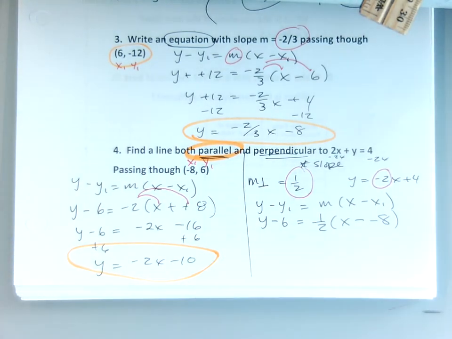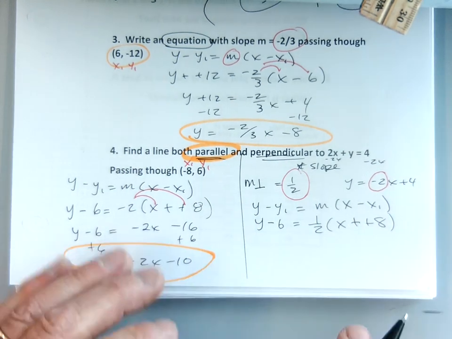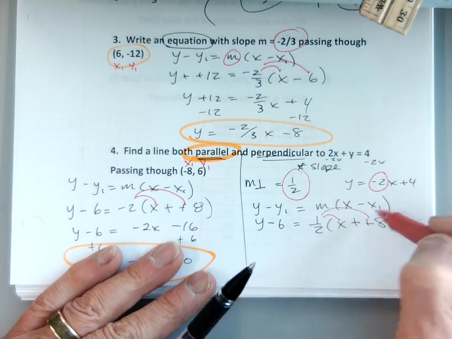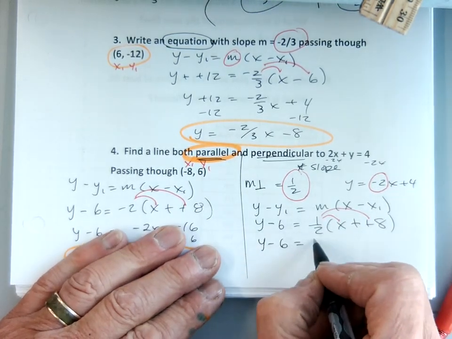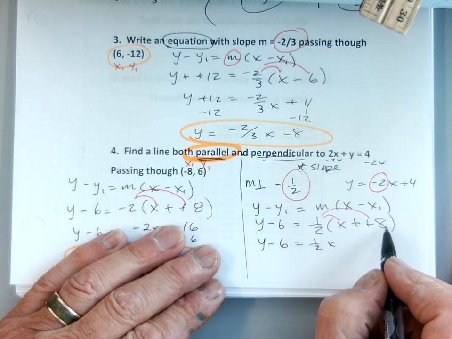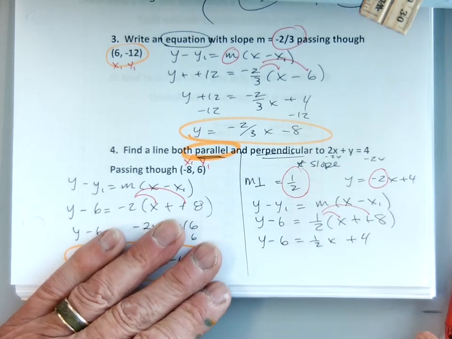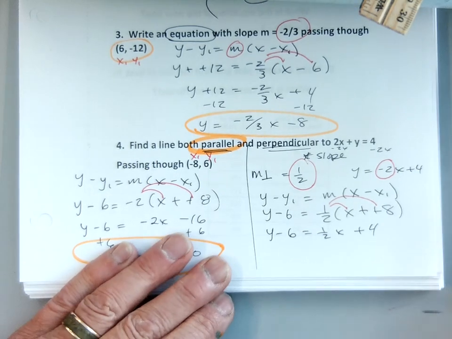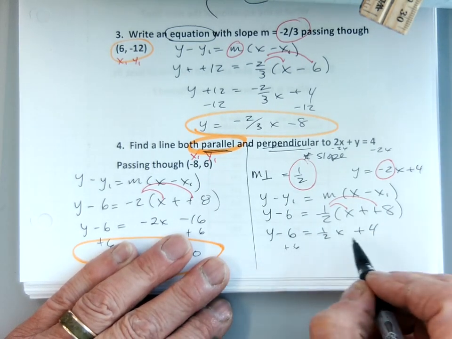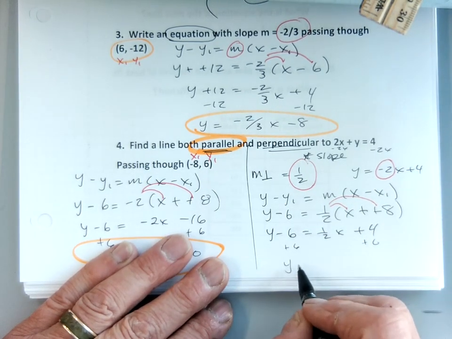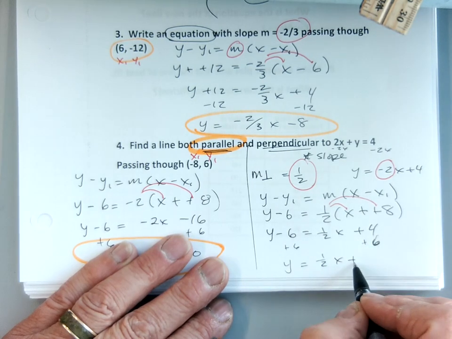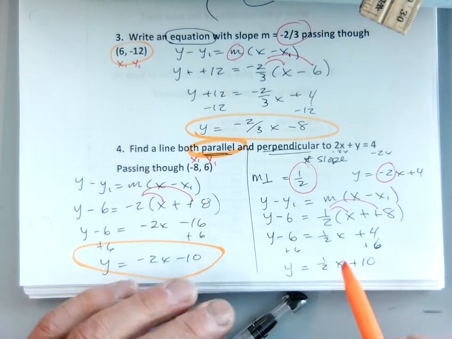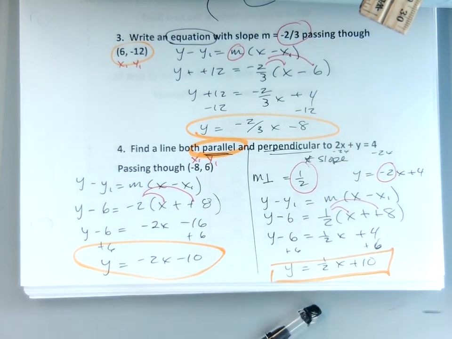So we're going to get a different answer. Double negative, plus plus. I'm going to distribute. That times that, that times that. I'll have y minus 6 equals 1/2 x. Half of 8 is 4. And almost done. Plus 6. I'll have y equals 1/2 x plus 10. Okay, so I got a perpendicular line and a parallel line.